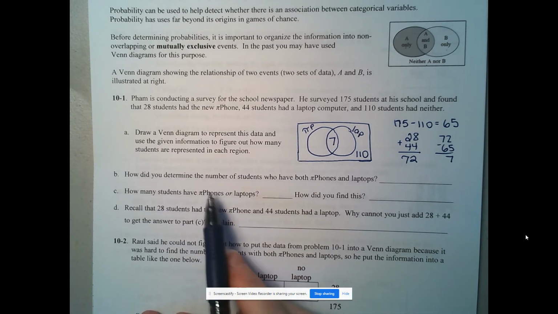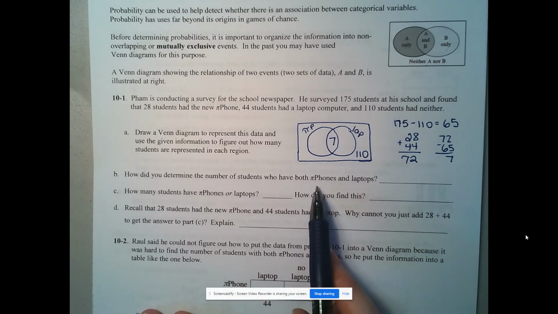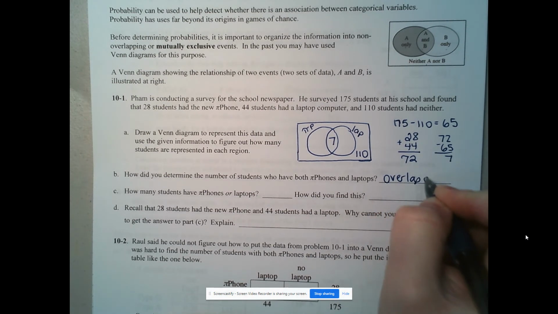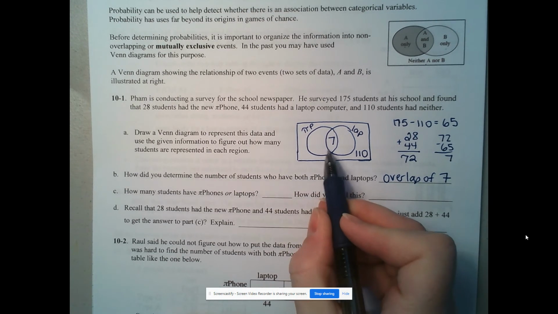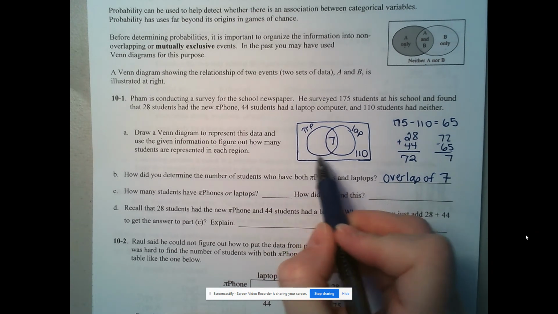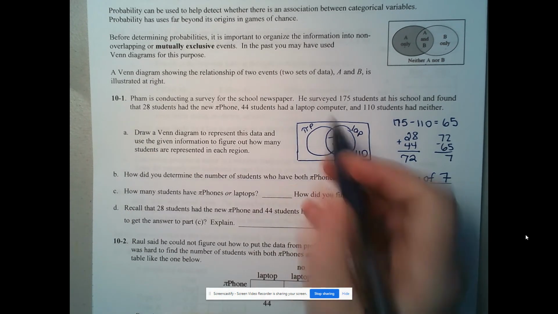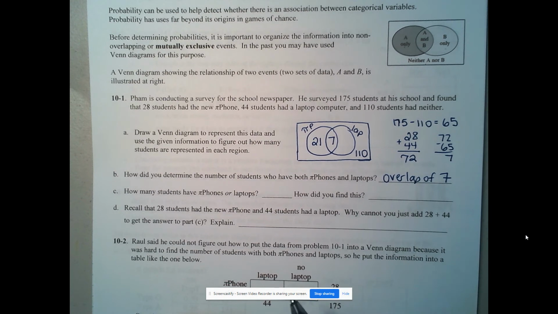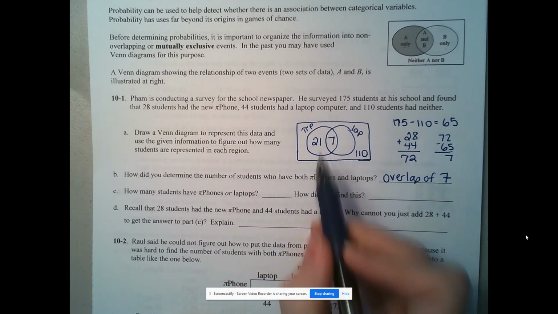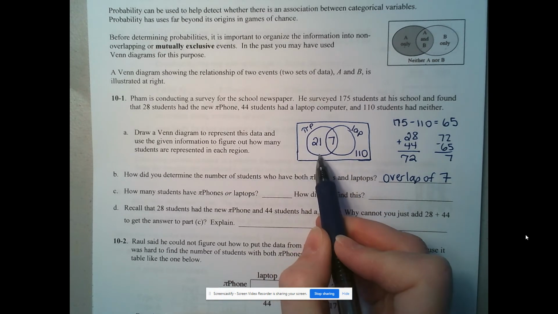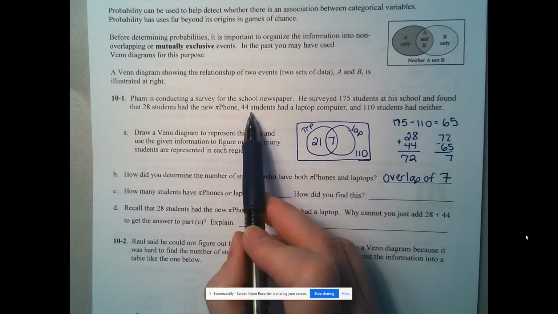So it says, how did you determine the number who have Pi phones and laptops? There is an overlap of 7. So once I take those 7 kids out, the Pi phone circle has to have a total of 28, but 7 of them are in the overlap, leaving the other 21 to have Pi phones only. So you'll notice 21 have Pi phones only, 7 are in the double, altogether 28 are in the Pi phone circle. Now laptops, there have to be 44.